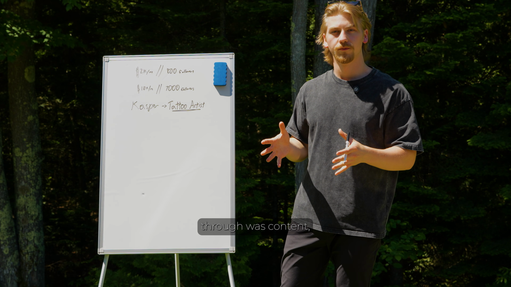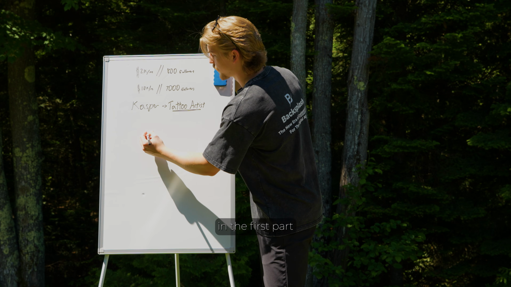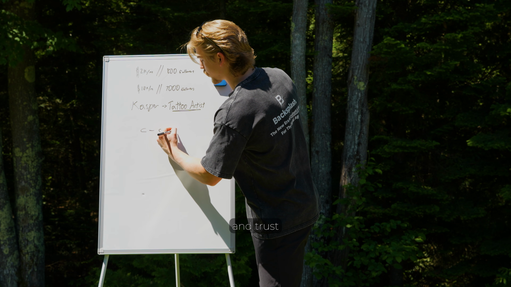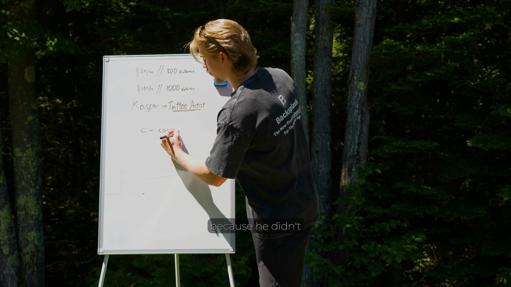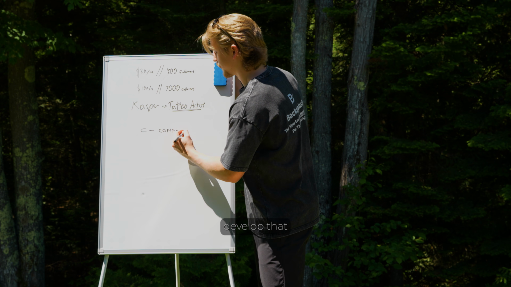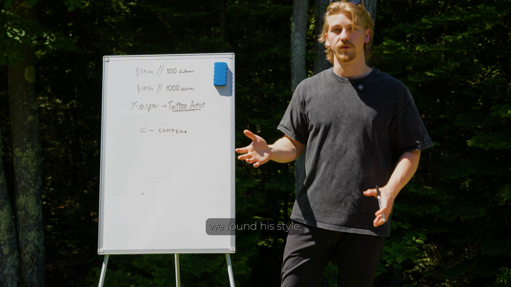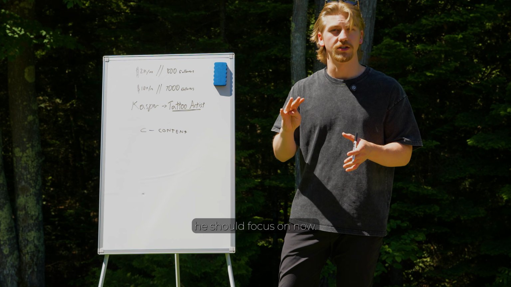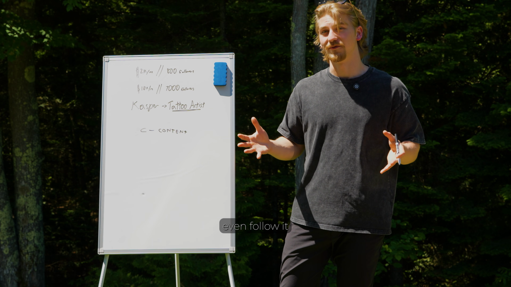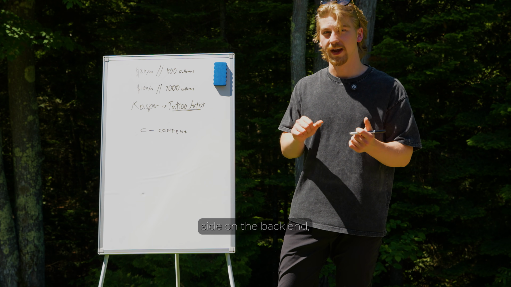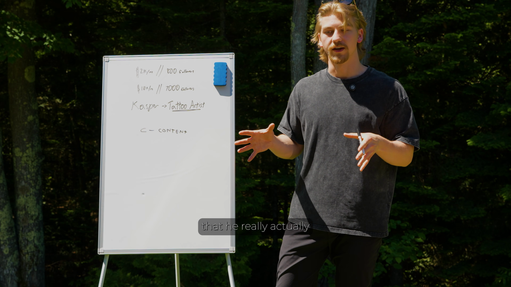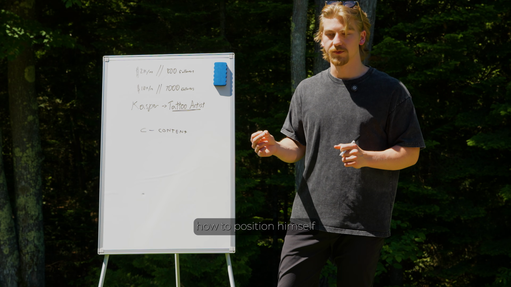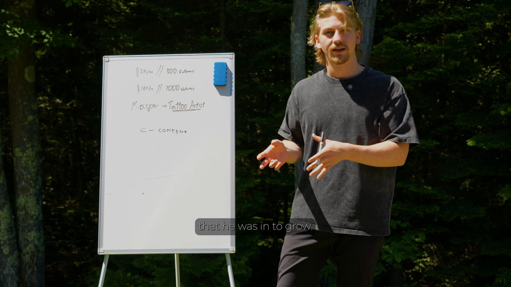Now, the first thing we took him through was content, which is C in the first part of our case method. Now, content is gonna build the authority and trust that we talked about in the beginning, because he didn't really have any. He needed to develop that for himself. And so we found his style, his strategy. We broke it down. We had 4 different styles he should focus on. Now, he really didn't even follow it because our acquisition side of the back end, which I'm gonna get through, was so strong that he hardly created a lot of content. It was more about how to position himself within the market that he was in to grow.